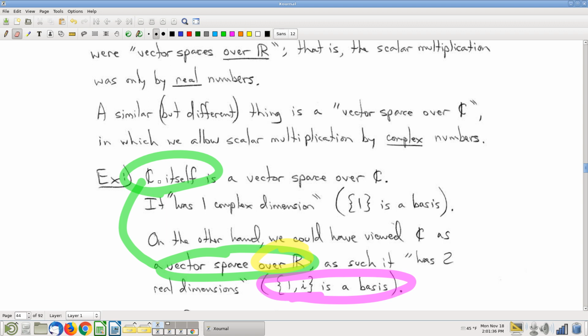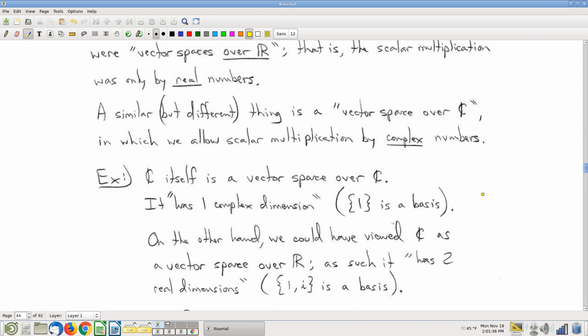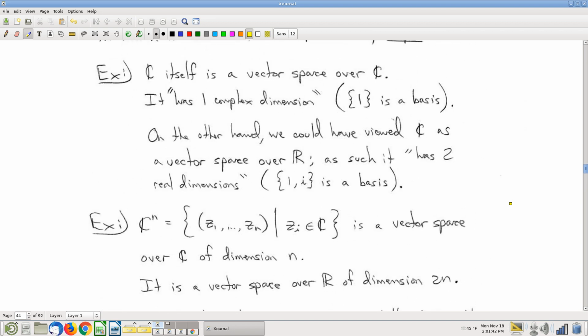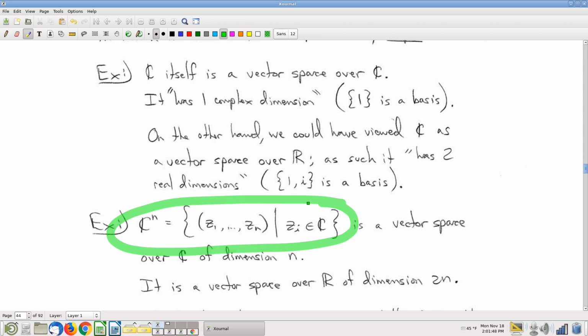Okay. All right, here's a related situation. So I'm going to define C^n. This is highly analogous to R^n. It's exactly what you think it is. R^n is the list of all n-tuples of real numbers. C^n is a collection of all n-tuples of complex numbers.